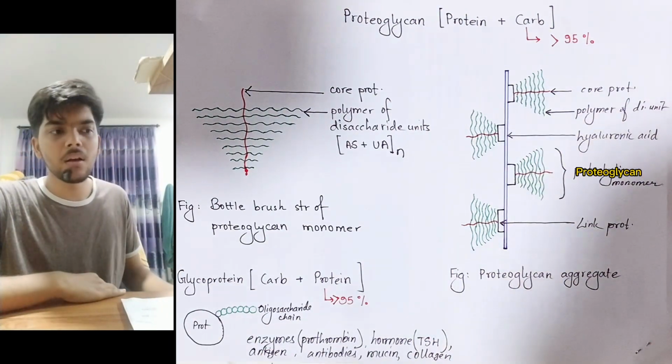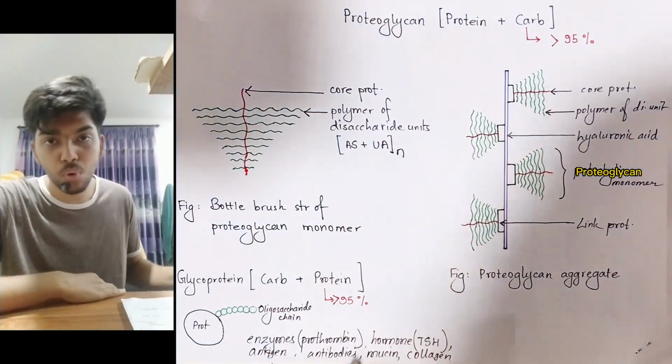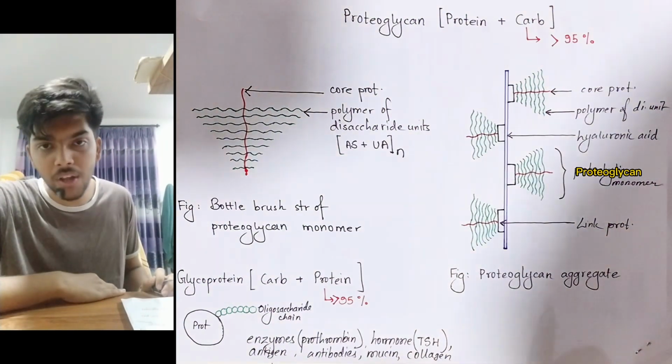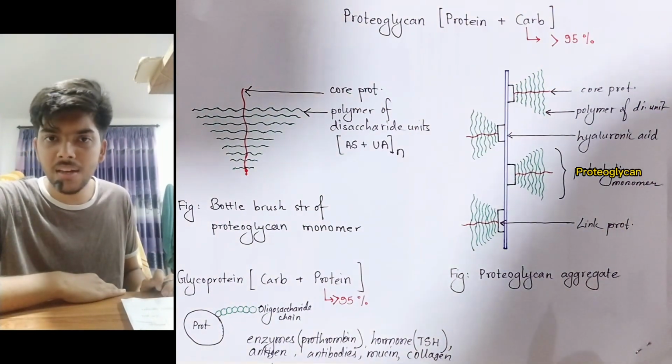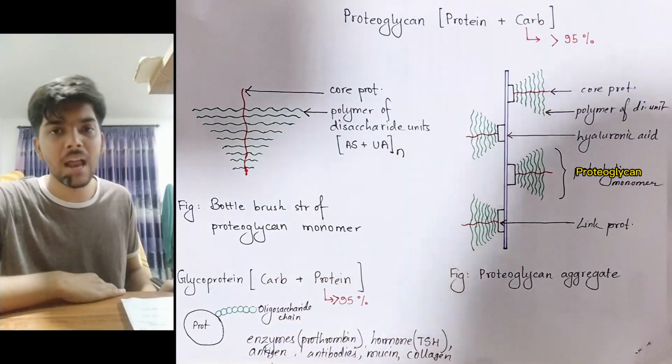Glycoprotein is found at numerous places in our body, such as enzymes, prothrombin, which helps in blood clotting, hormones like thyroid stimulating hormone, which stimulates the secretion of thyroxine from the thyroid gland, antigens, antibodies, mucin, and collagen.